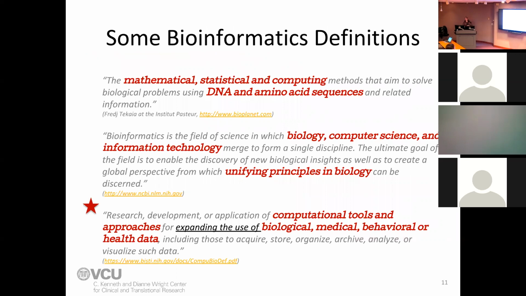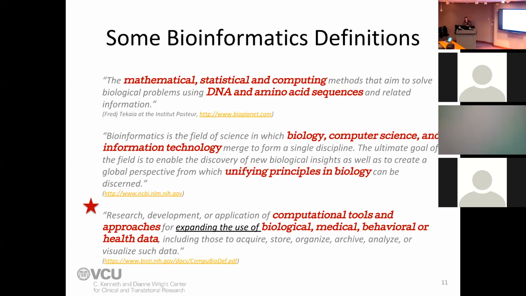So I pulled up a few differing definitions of bioinformatics just to show the diversity of how different people can define bioinformatics in a slightly different way. The first is focused on mathematical and statistical computing methods to solve biological problems using the DNA and amino acid sequence. So it's rather focused on using DNA and amino acid sequences, such as solving the protein folding problem. Can you take a protein sequence and predict what shape it's going to fold up into?